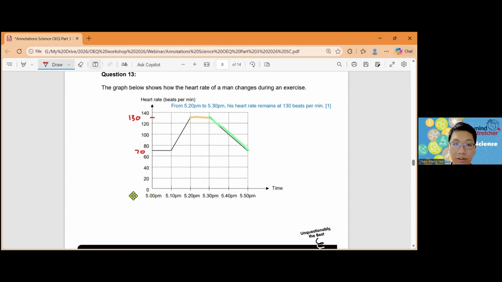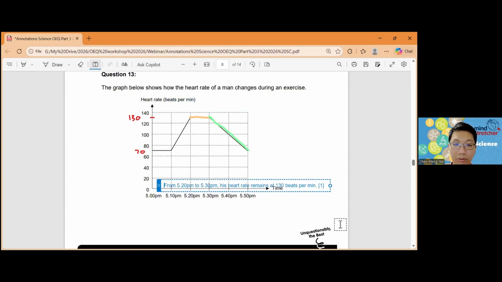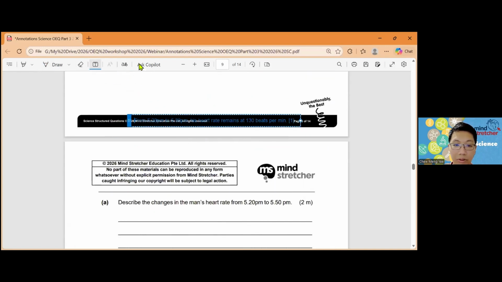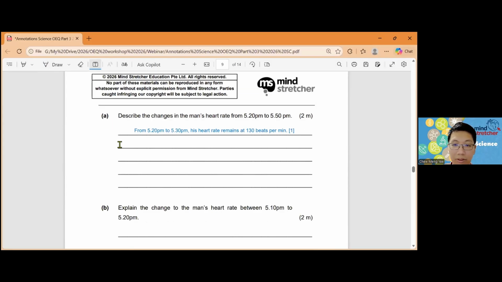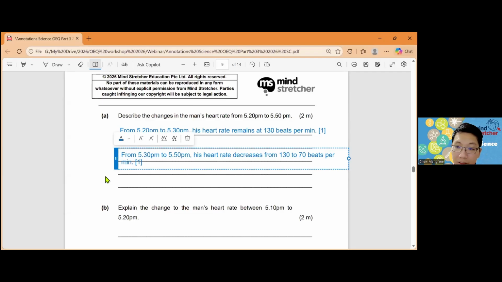All right. Now I'm going to bring this back down here. Oh, I can't put it there. Okay, and it's the same. So this is the first range. Then the second range is this. From 5:30 to 5:50, heart rate decreases from 130 to 70 beats per minute.